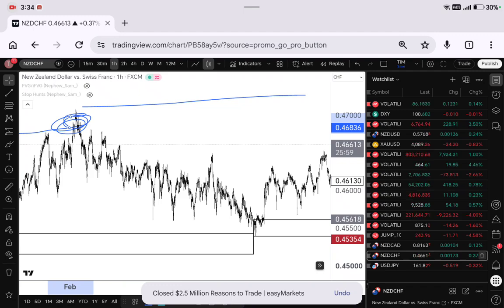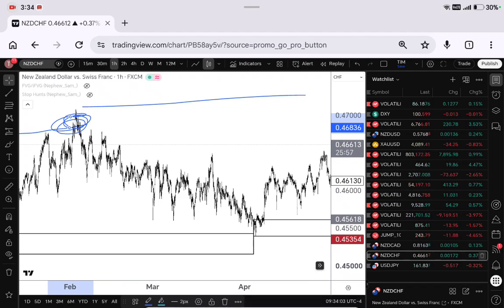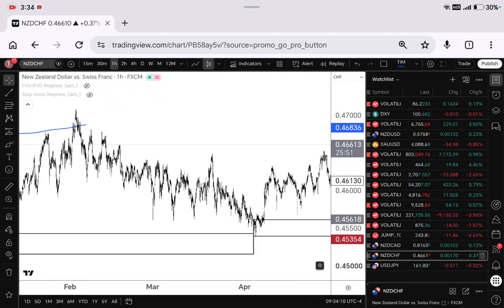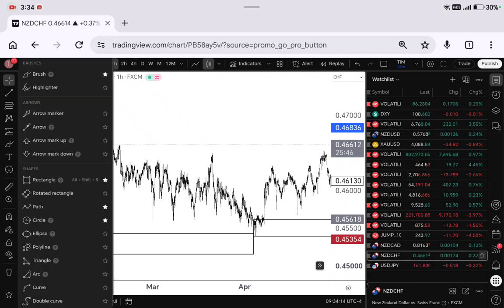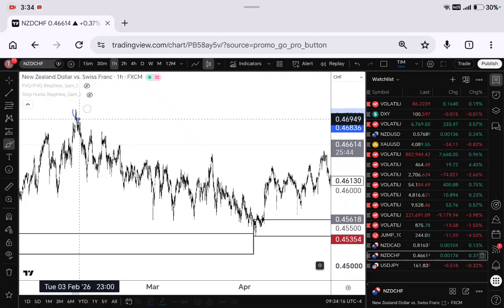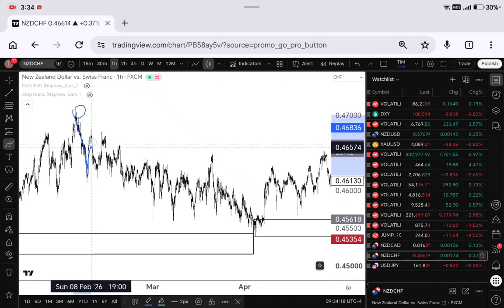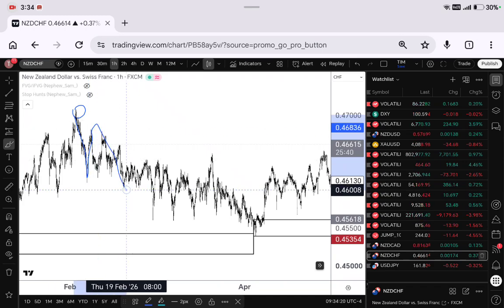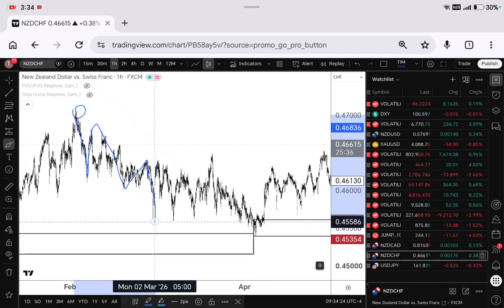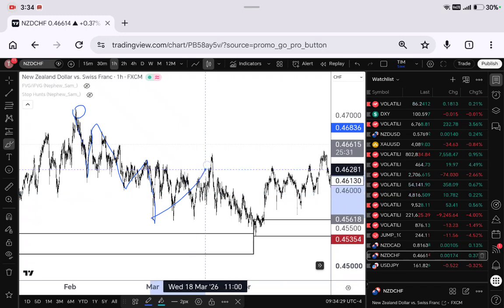Let me take out this. Let me take out this too. So this is the downtrend that I've been talking about, right? From here, I want you to pay attention from here. Lower low, lower high, lower low. Okay, I'm just gonna mark, not too accurate. Lower low. And then from there, of course, we had this high over here.